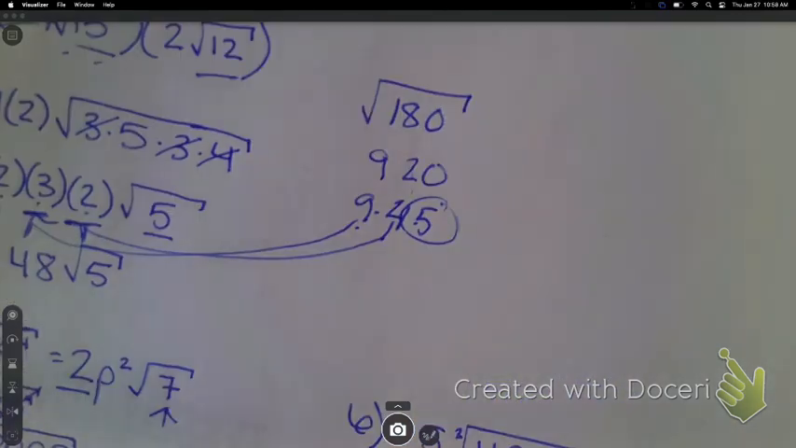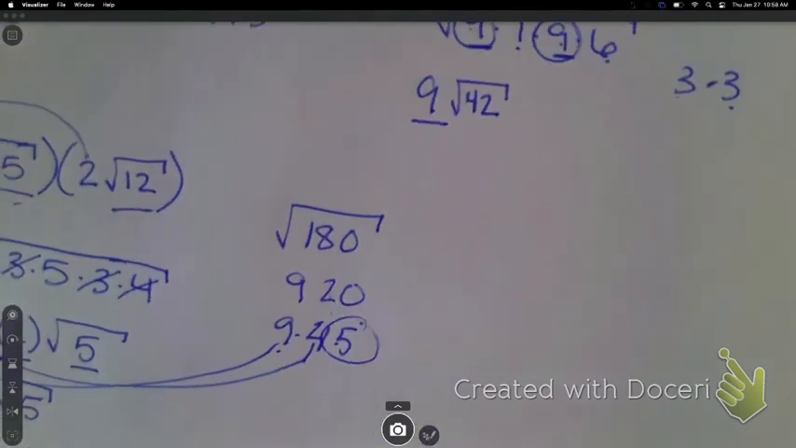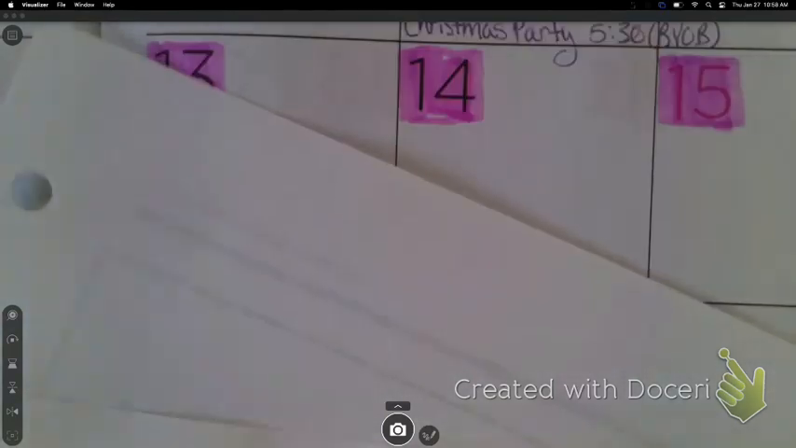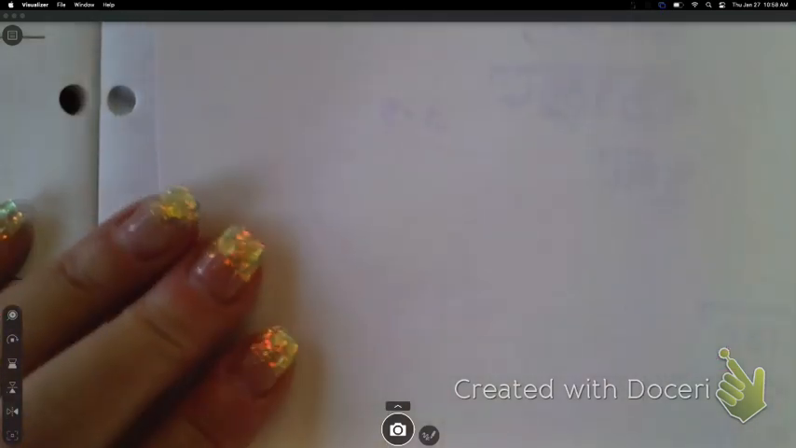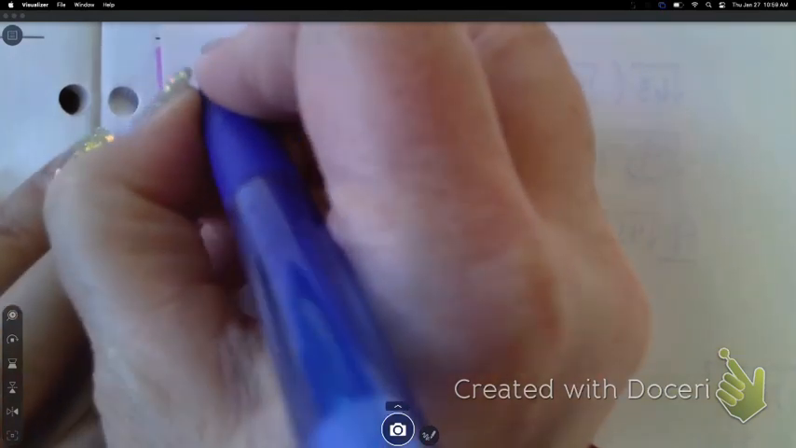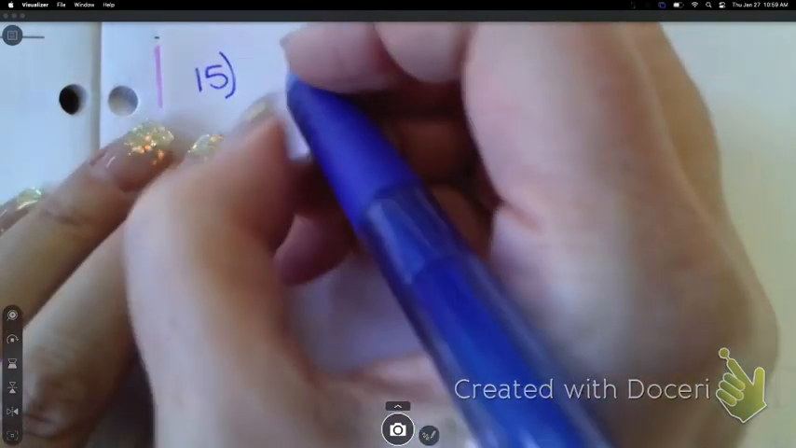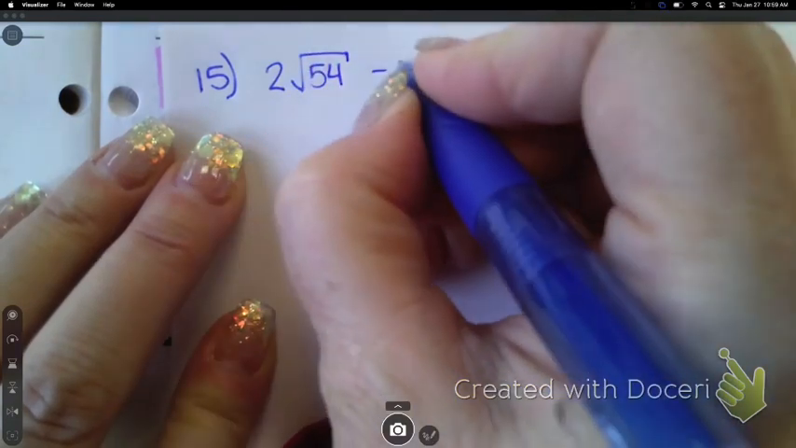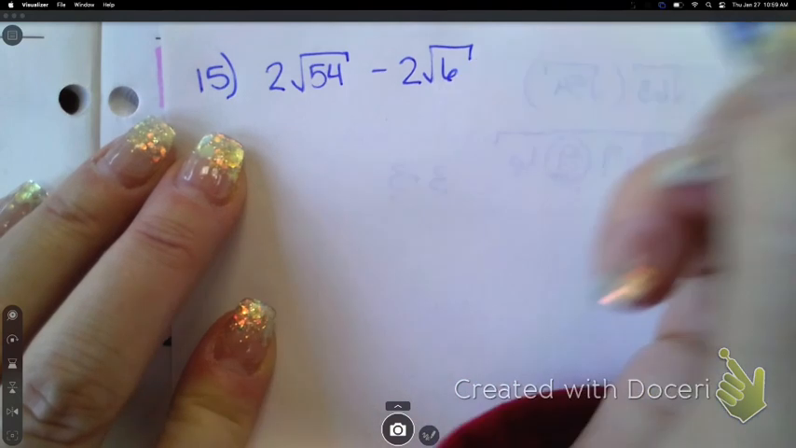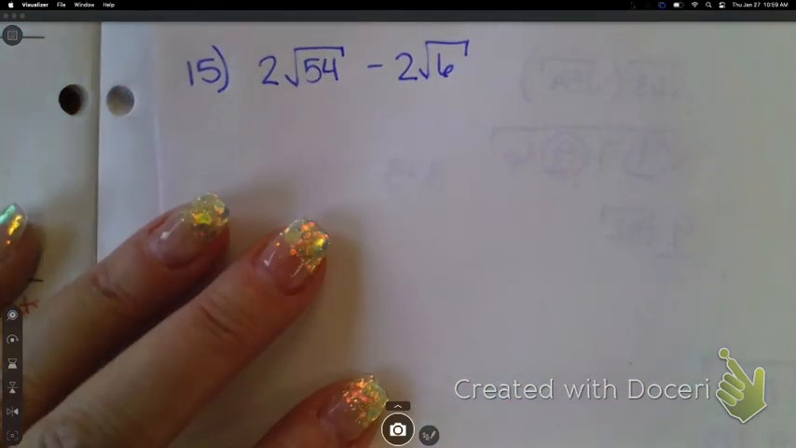Okay, next page. So 13 through 16. What? 16? 15. Okay. So 15. Mason, write this down. So 2 square root of 54 minus 2 square root of 6, yes? Now, I can't subtract these. They're not like terms, are they? So I have to reduce them first.